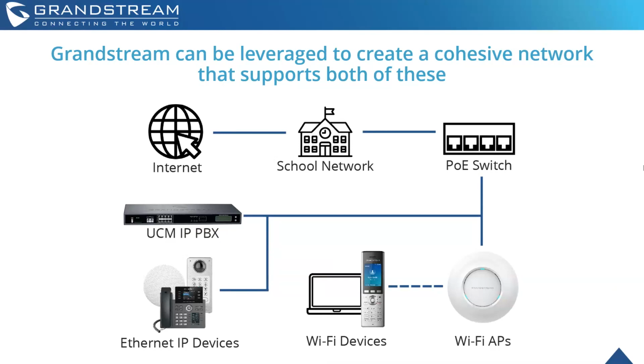So here's just a quick, easy framework, a fast example of how we could have it work, with the internet coming in, our SIP trunk providers through the school network, then our PoE switches. Everything can be connected within the UCM IPBX, our Ethernet IP devices connected in this way as well. Wi-Fi access points connected and PoE powered, which then can bring in our Wi-Fi devices, whether this be laptops, tablets, or cordless Wi-Fi IP phones. All of these things you can leverage Grandstream to create a full and cohesive environment that will meet all these needs.